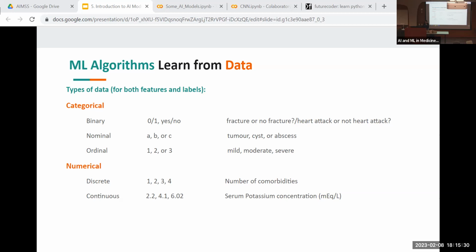So knowing this information and being more specific about what kind of data we're working with can help us design better models.